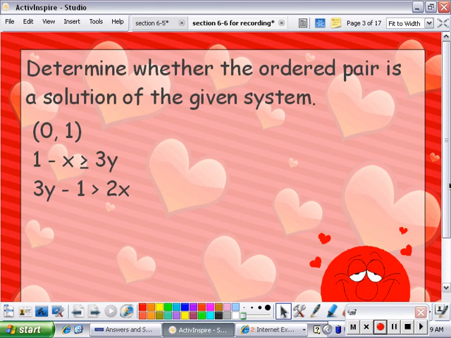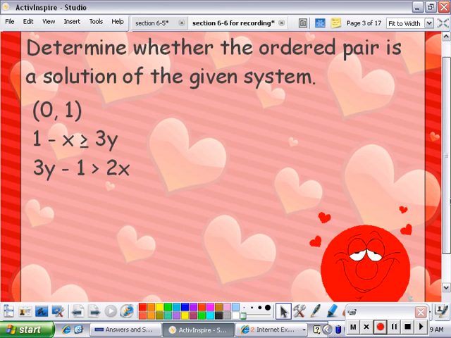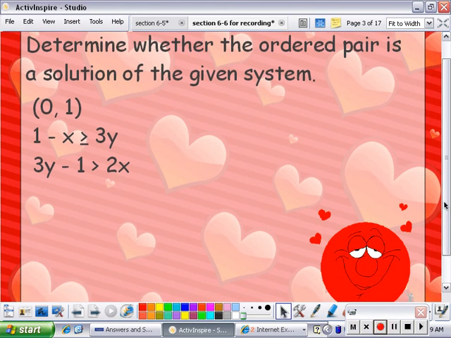So, first thing we're going to be doing today is figuring out whether the ordered pair is a solution to the given system. So just like when we did this with inequalities, we are going to substitute in the 0 for x, the 1 for y. Now in this case, since it's a system, it has to work in both equations. If it doesn't work in one of the equations, it's not going to be a solution to the system.